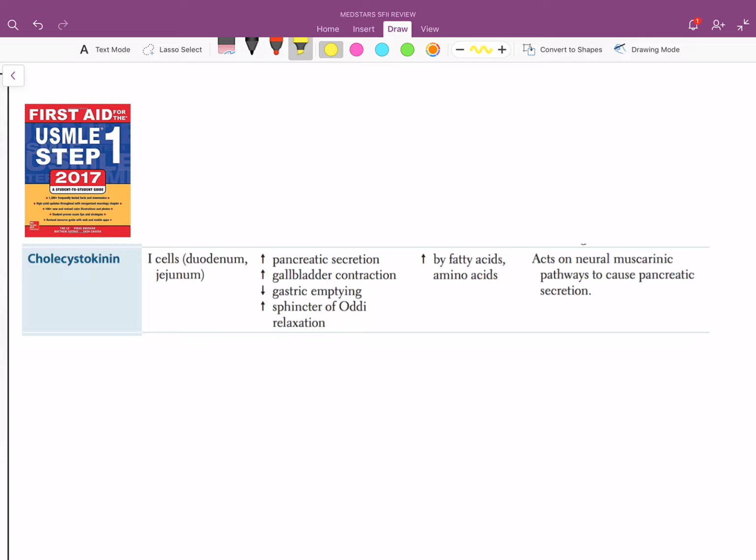Like I said, cholecystokinin, CCK, who secretes it? The I cells. Where are these I cells? In the duodenum and jejunum. What do they do? They tell the pancreas to secrete its enzymes, they tell the gallbladder to contract, and they relax the sphincter of Oddi. What activates them? Fatty acids and amino acids. Boom.